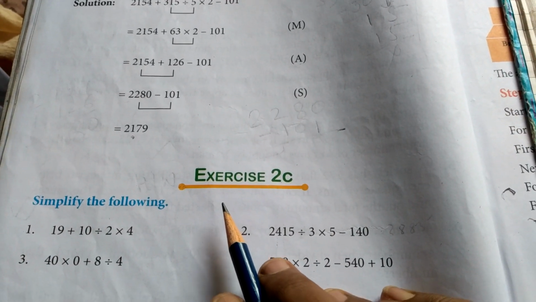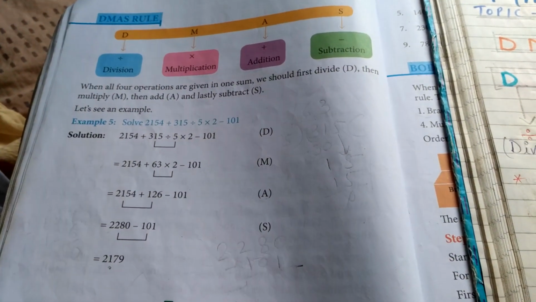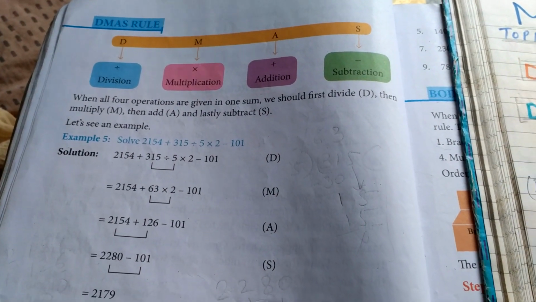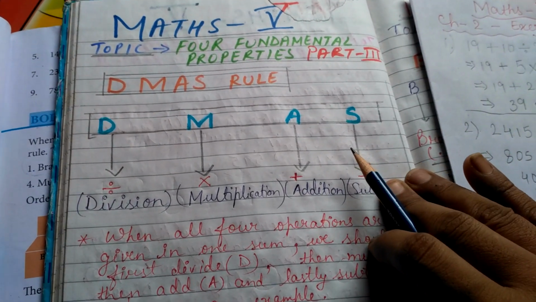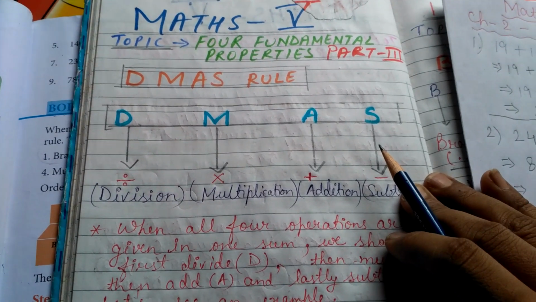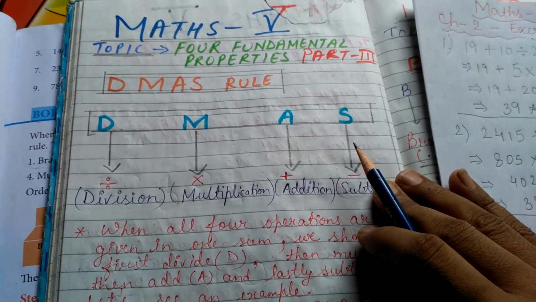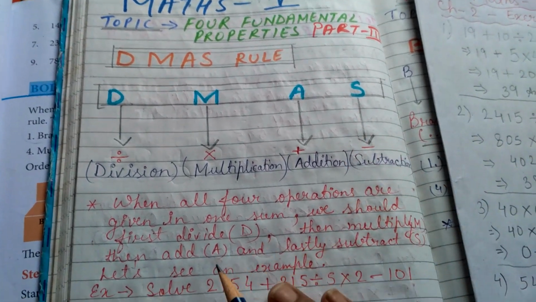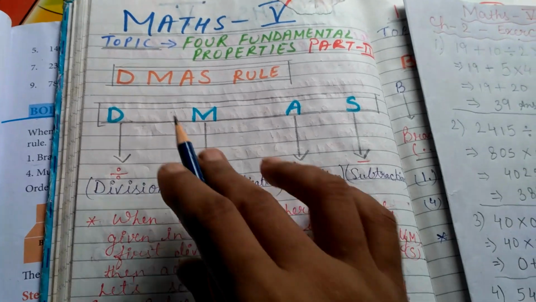We are going to discuss exercise 2C of your maths course book, chapter 2, and this exercise is based on the DMAS rule. I have already taught you this rule in part 3 of my maths video of chapter 2. So before starting this exercise, please go through that part of the video lecture on the YouTube channel of your class. But before starting, I will again briefly explain what the DMAS rule is.